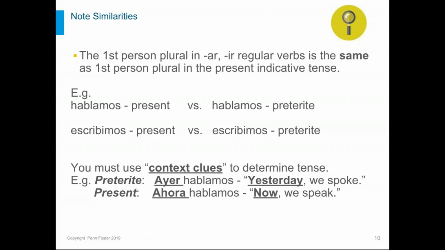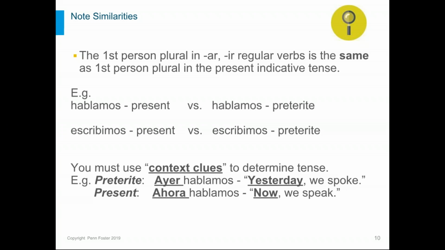Okay, and context clues are things that give away which tense is being expressed. Words before or after the verb conjugation that identify which time or tense is being referred to. So in the middle you can see how the conjugations look alike, and it would be hard to just translate hablamos or escribimos without any clues. But our bottom examples here are showing you some of those context clues.